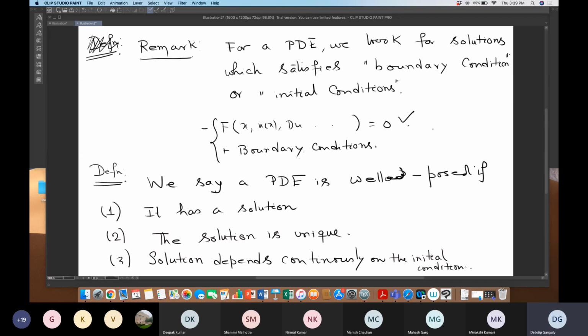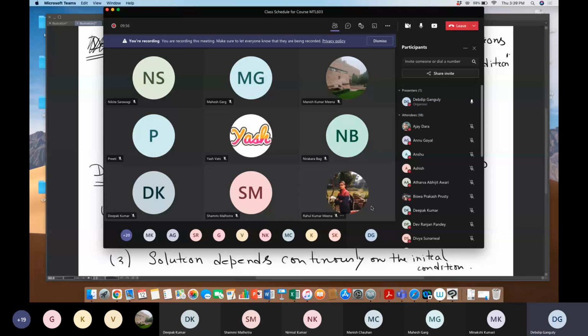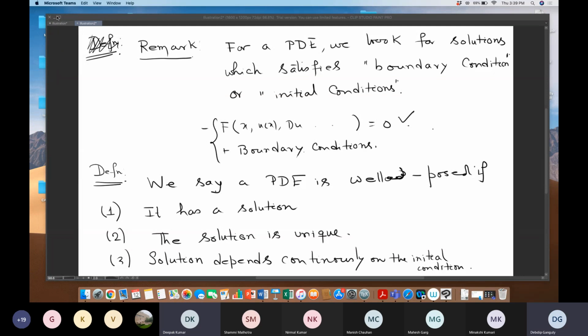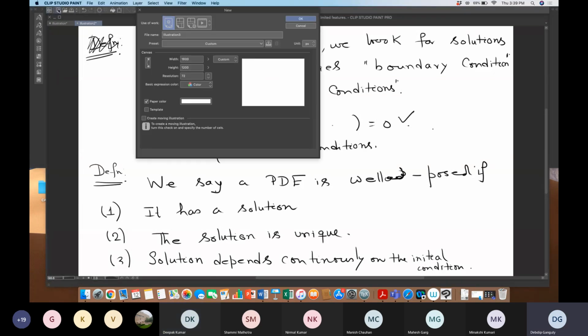So you know what is the meaning of the solution depending continuously on the initial condition? Anyone? A slight change in the initial conditions does not change the solution very much. Exactly. Very good. The thing is that the solution does not change very rapidly.